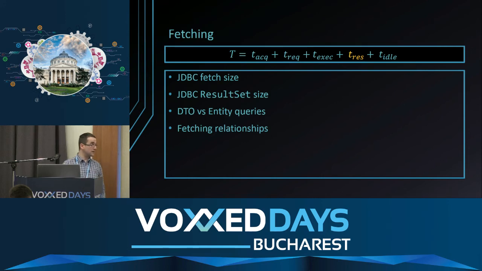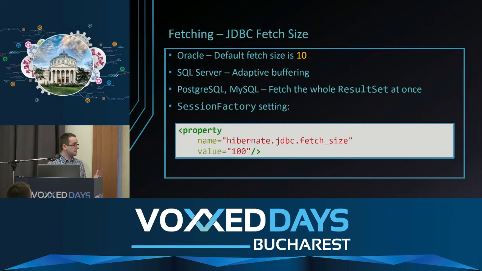Now, related to fetching, there are multiple things that we can discuss, like the JDBC fetch size, the result set size, when it's good to fetch DTOs, when it's good to fetch entities, and also the association between the entities plays a very important role when it comes to performance. So the first thing that we can discuss is the JDBC fetch size.